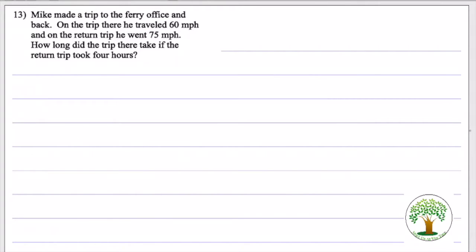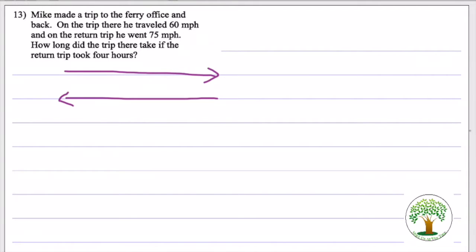Mike made a trip to the ferry office and back. All right, so I stopped there. I'm not going to read anymore. I start drawing. He went forwards, and then he went backwards. Something you need to take note of now is that the distance is the same. If you walk to a place and then you walk back from there to the same place you started, the distance is the same to and from. That is significant.